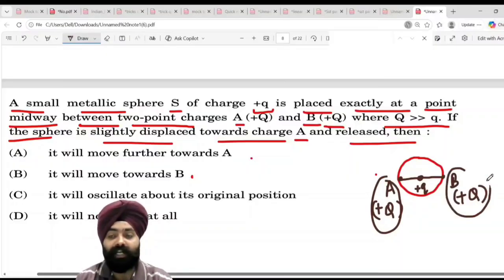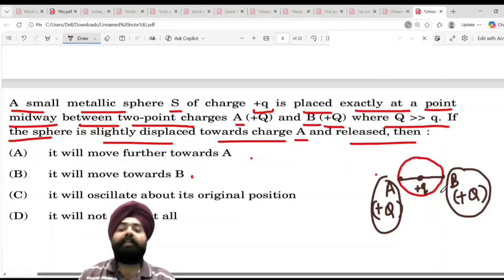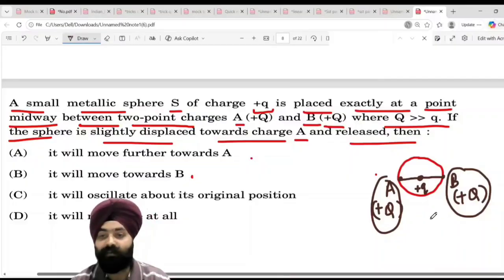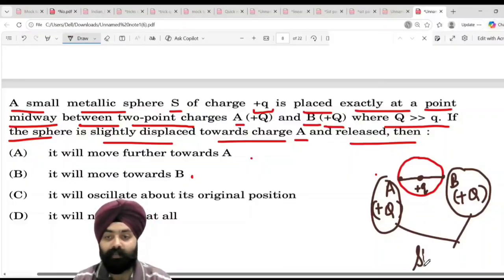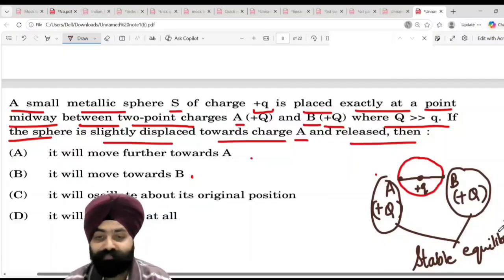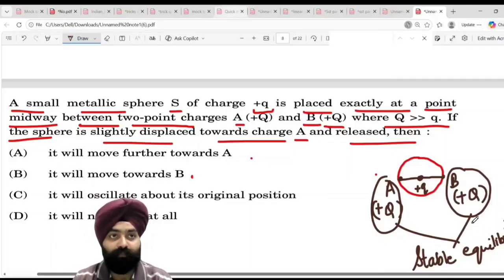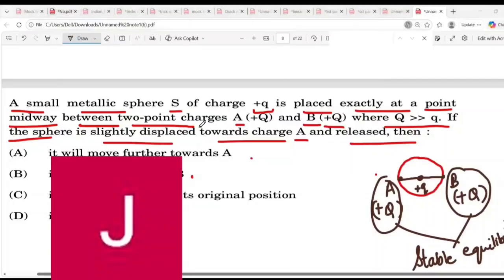A and B, they both are like charges. At these 2 points, there are the same charges and they will repel each other. So they will make a stable equilibrium. Then what will happen? If you push a charge towards something that repels it harder, it will get pushed right back to the center, right?